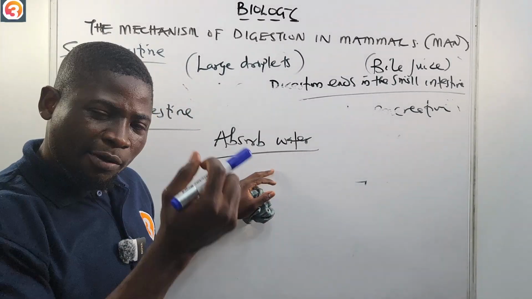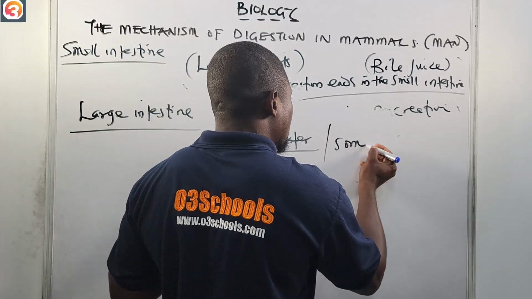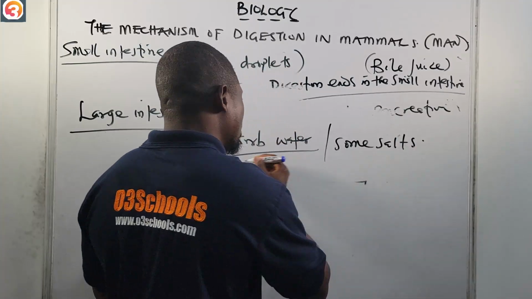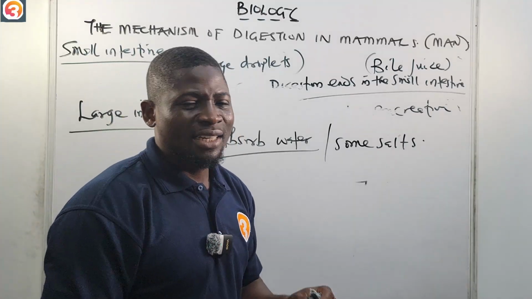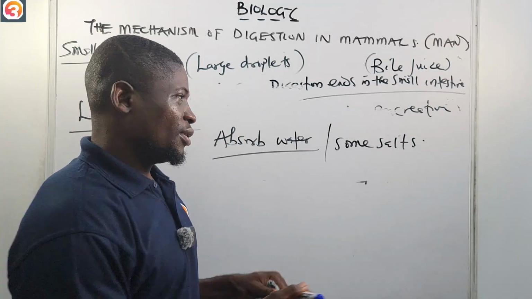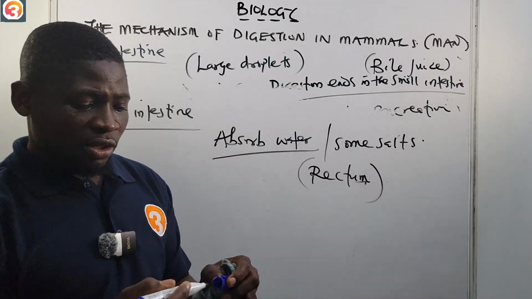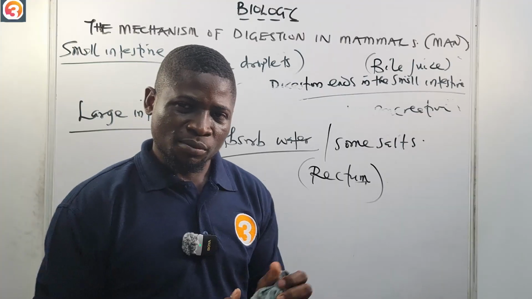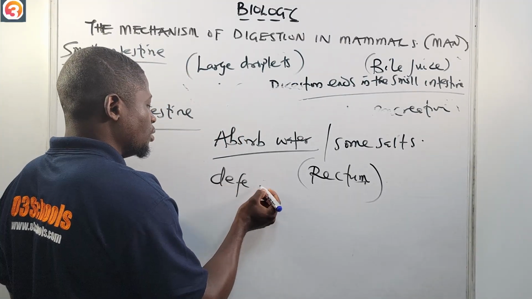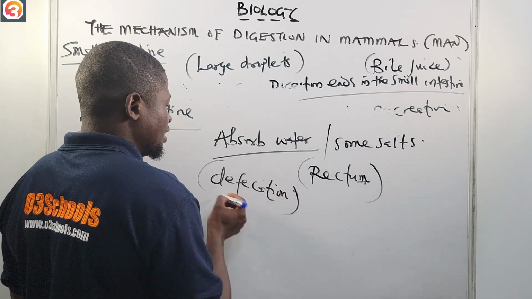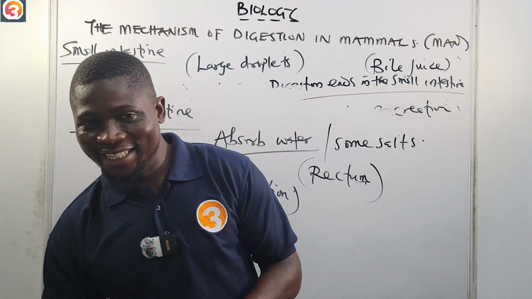As it absorbs the water, what it does next is it also absorbs some salts. It absorbs the water present in the undigested food and some salts. The remaining part is now passed to the end of the large intestine, where you have the rectum. And then from the rectum it is taken out through the opening called the anus, in a process that is called defecation.